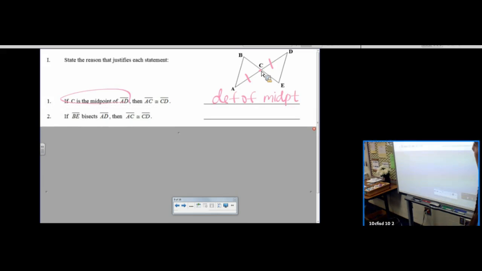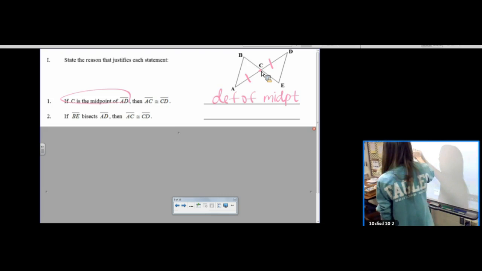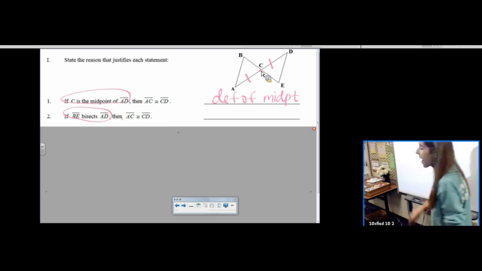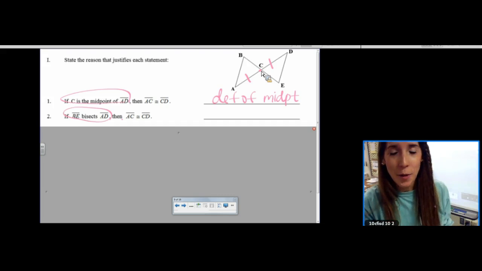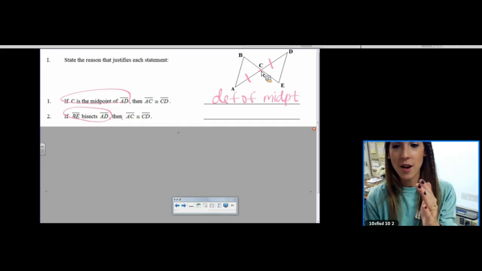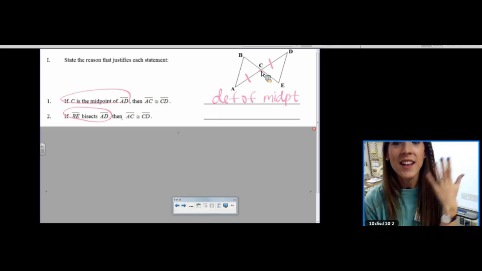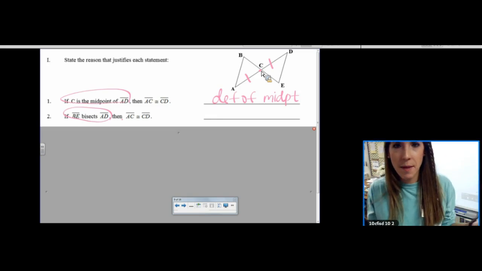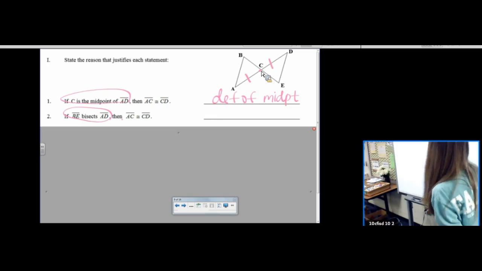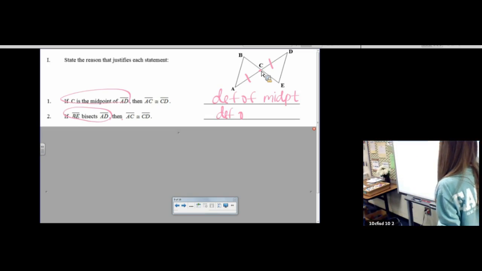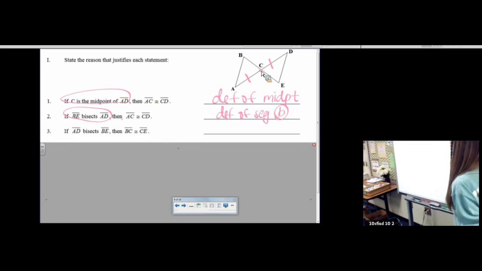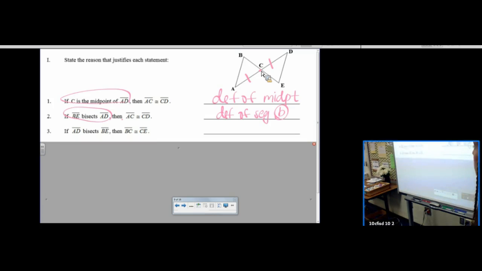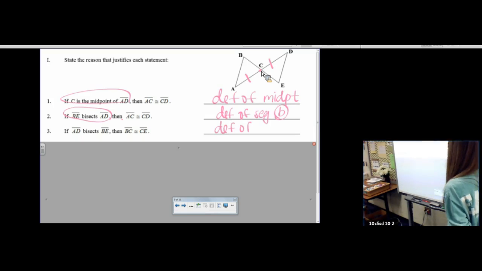If BE bisects AD, then AC is congruent to CD. Sometimes you don't even need to look at your picture. You can just literally read it and know the answer. What is happening in the hypothesis? Something is getting bisected. What is getting bisected? A segment. So, definition of segment bisector. If AE bisects BE, then BC is congruent to CE. Look at that. Same thing. Definition of segment bisector.